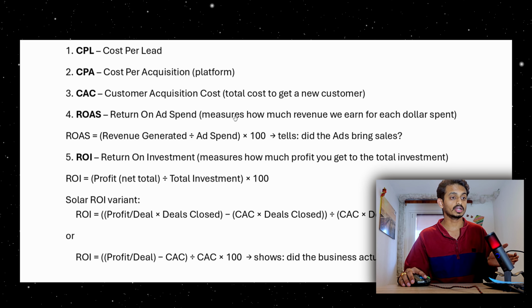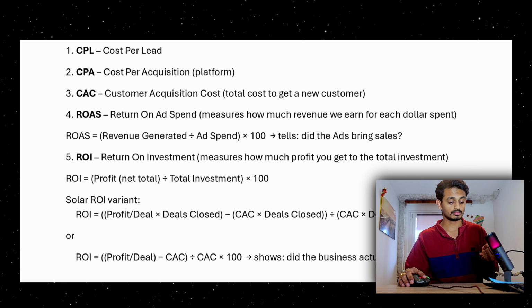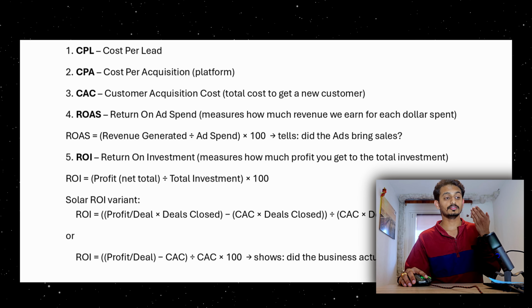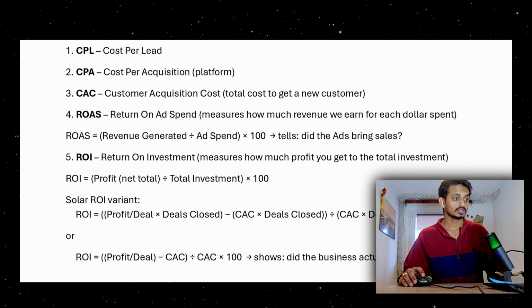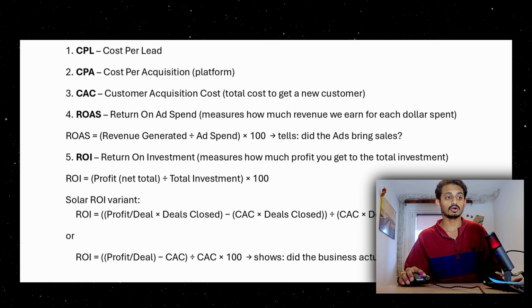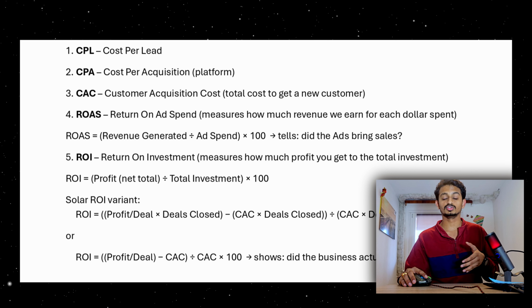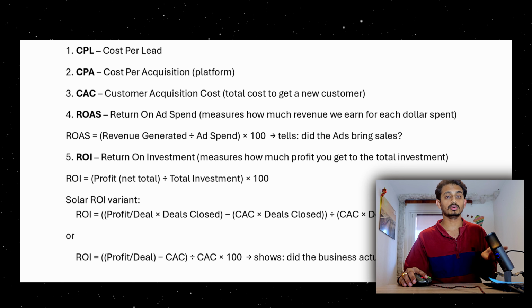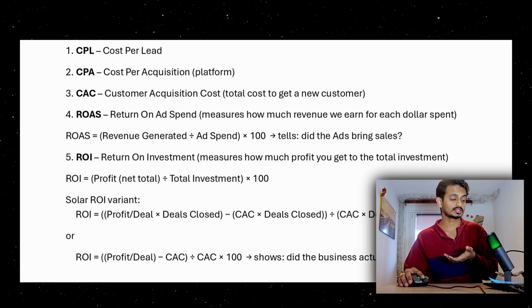The third term, CAC, is the total cost to get a new customer, which includes everything: your marketing budget, your agency fees, and your software costs. Every single dollar that you spend to get a single customer amounts to your CAC. The fourth term is ROAS, that is return on ad spend. This measures how much revenue we earn for each dollar spent. That is, for every dollar you spend on ads, how much return you are getting. The formula is revenue generated divided by your ad spend, times 100. This tells you, did the ads bring sales?